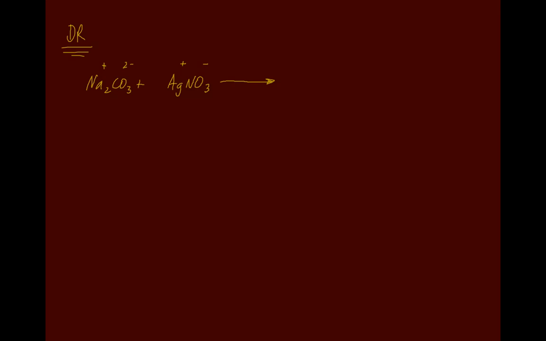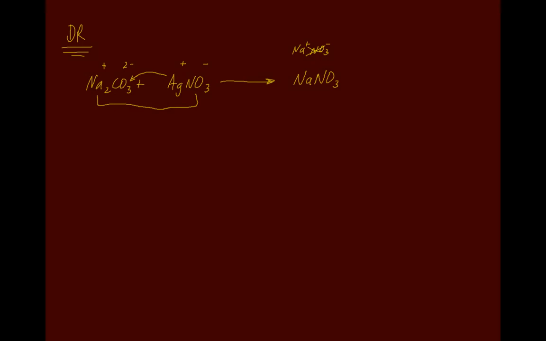Okay, and again, what we want to do is make sure, number one, that we're using the charges for those elements as if they were single. We're not going to worry about the 2 here. Okay, so now the Na is going to take the NO3, and the Ag is going to take the CO3. So we're going to create 2 new compounds. So we're going to take Na plus and NO3 minus, and we will crisscross those 2, and we will end up with NaNO3.